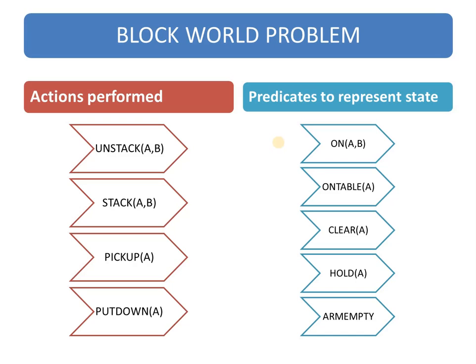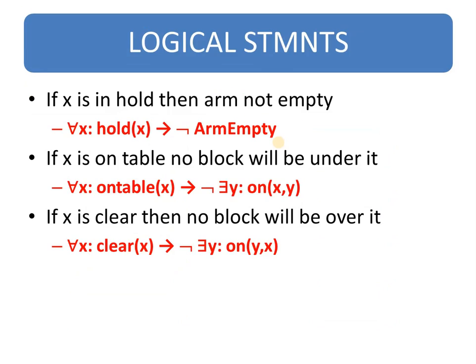On(A,B) means A is the block which is on B, and on table means A is on the table. Clear A means the top of A is clear, that means no block is on it. Hold A means the robot arm is holding the block A. Arm empty means the robot arm is free, that means it is not holding anything.